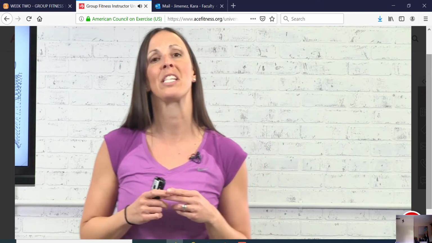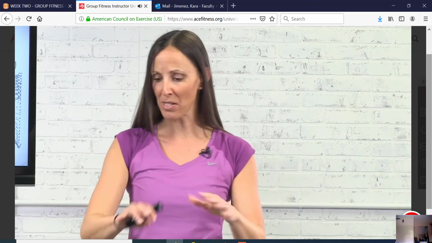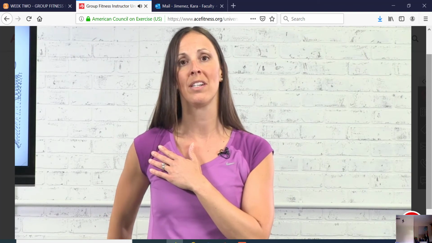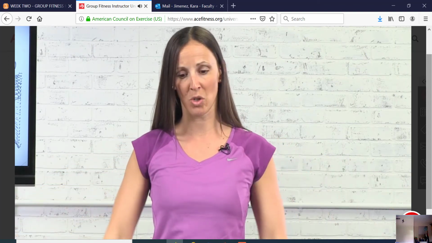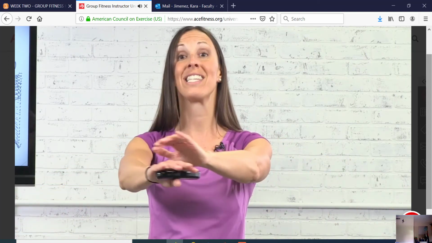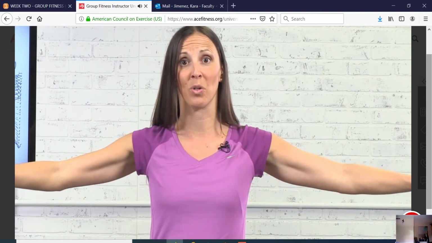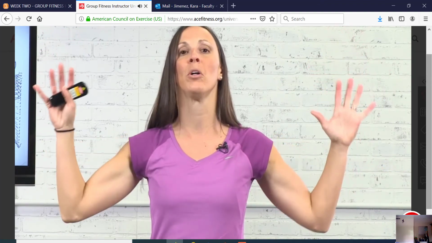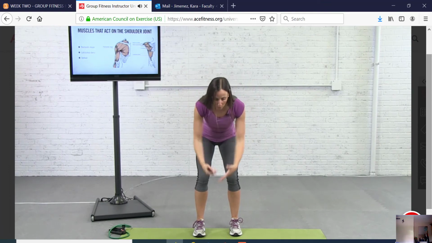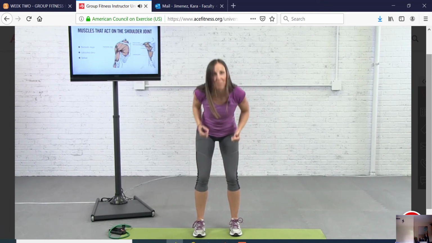The second muscle is the latissimus dorsi. This muscle group extends the shoulder. It adducts the shoulder, and it horizontally abducts the shoulder. Think about your pull-ups or your rowing exercises. That's going to engage the latissimus dorsi.